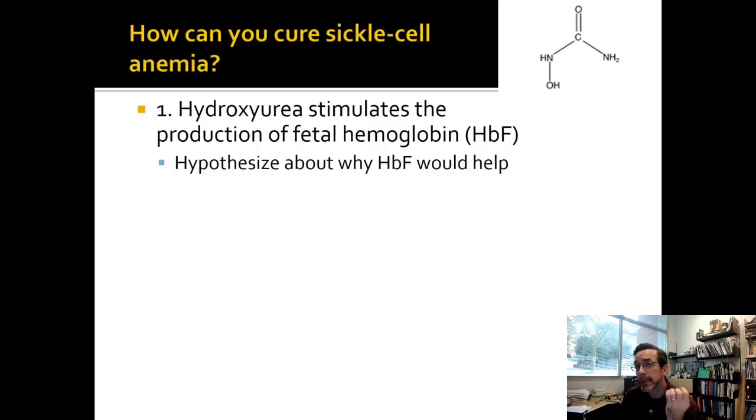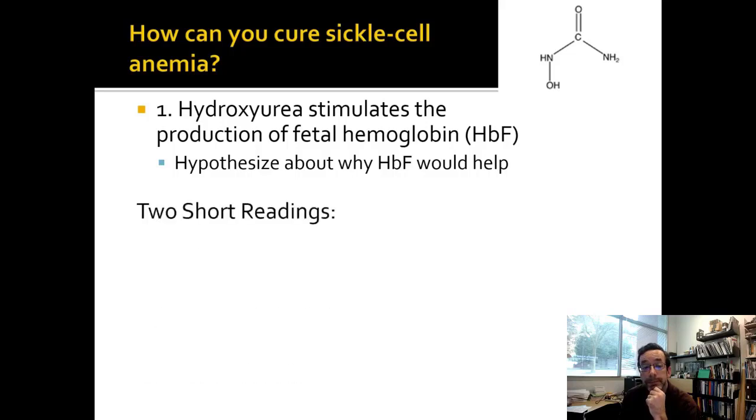We've all got it because we all were fetuses once and we needed to have that fetal hemoglobin with the extra affinity for oxygen to be able to breathe. So think about why HbF would help. Number one, you always have it. And number two, it would help because of what we already said about what it does. If you just have more of that, if you just turn that gene on, then you will actually help the anemia.